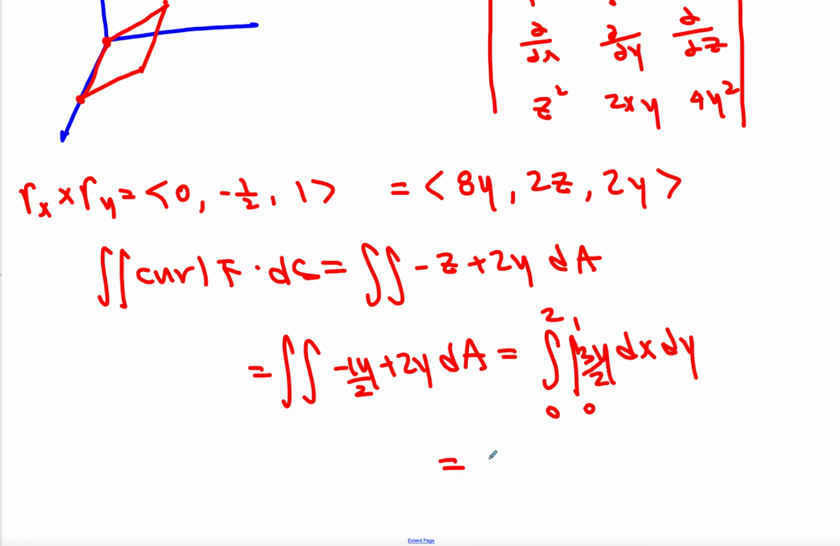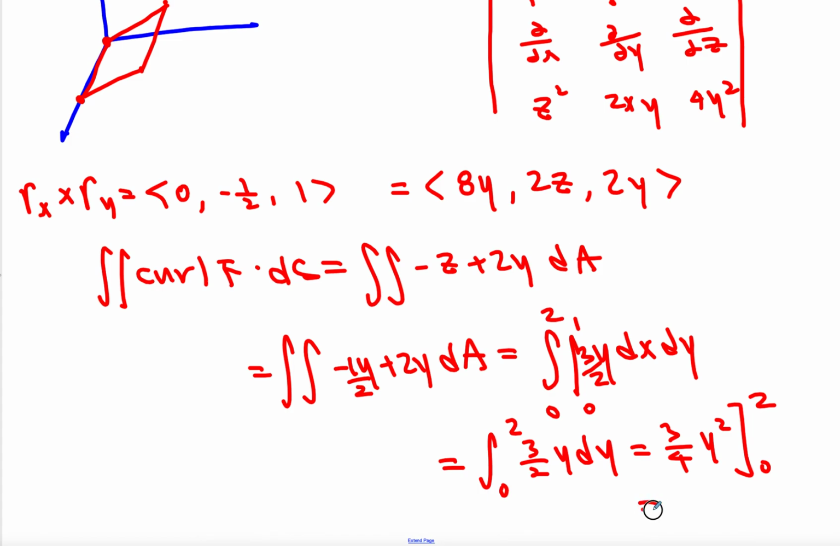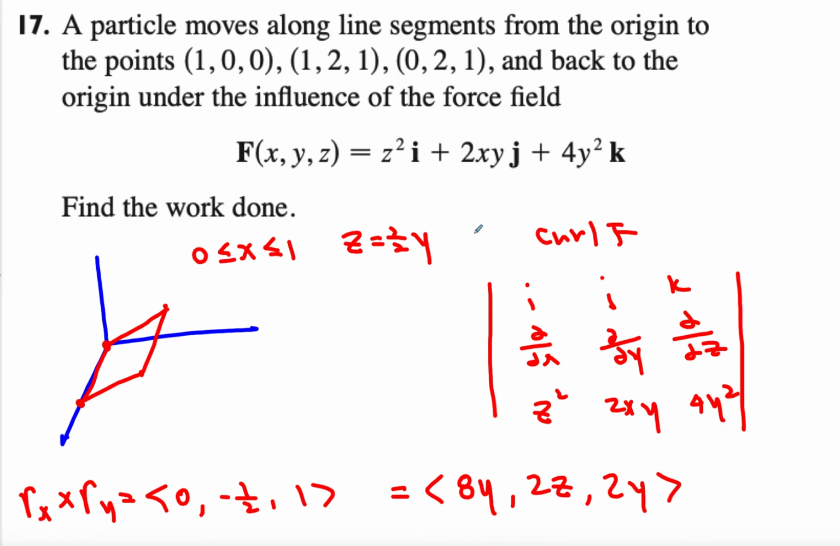So what we end up getting, in terms of x, is just 1, same thing. So we get 0 through 2, 3 over 2, y dy, then 3 over 4 y squared. Goes from 0 through 2, we get 3 as our answer. So with that one, we found out the value of work done, which was equal to 3.